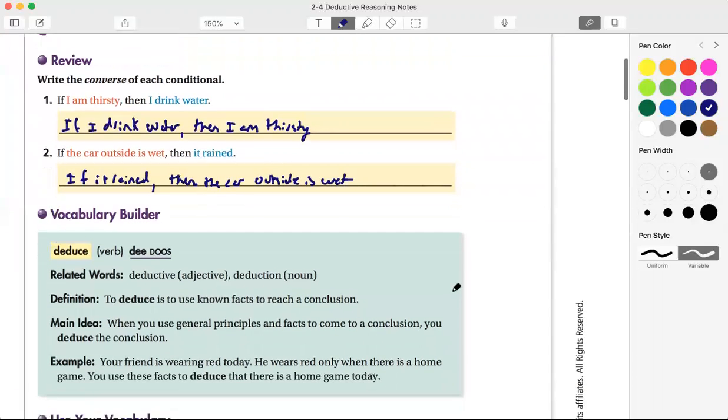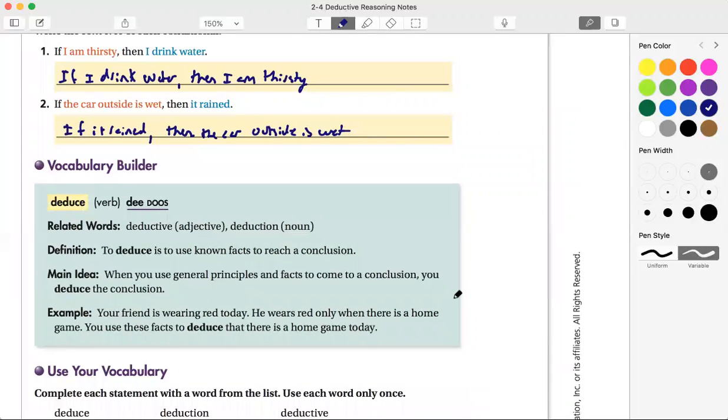All right, vocabulary, let's add to our list. Deduce. So what does that mean? Deductive or deduction? To deduce is to use known facts to reach a conclusion. Main idea, when you use general principles and facts to come to a conclusion, you deduce to conclusion. Your friend is wearing red today. He wears red only when there is a home game. You use these facts to deduce that there must be a home game today.